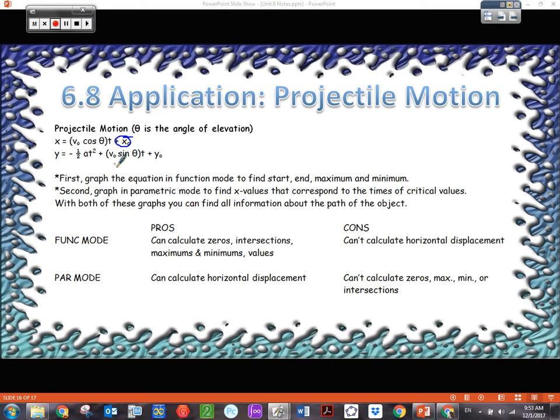Then our next little part right here, we have v naught, which again is initial velocity, sine theta. Notice how, again, the sine is paired with the y. That would kind of make sense for us. And then we have the variable t plus y naught. Now this particular one is used quite a bit. That would be like displacement from the ground.